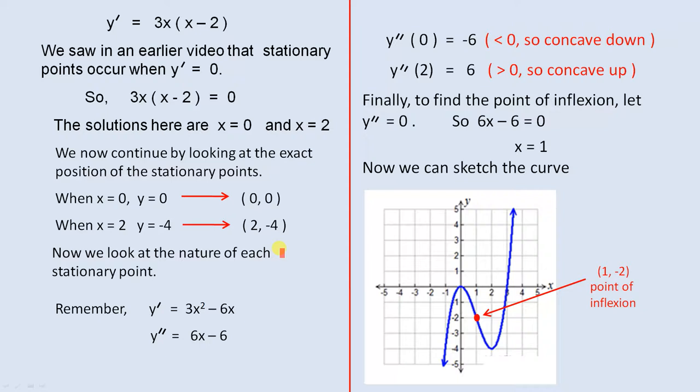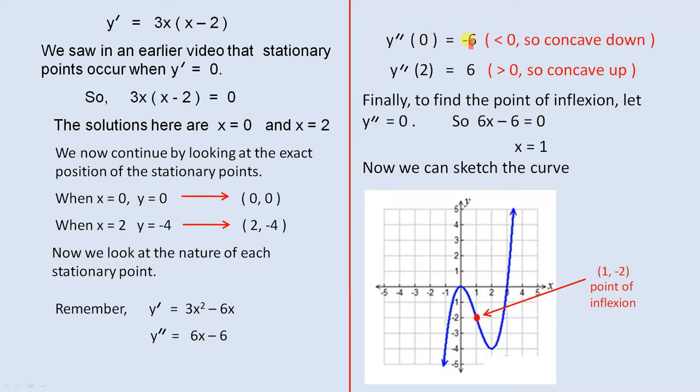Now we look at the nature of each stationary point. That means what is actually happening at each of these stationary points. Now remember, that's the first derivative. And here is the second derivative, 6x minus 6. Now, into the second derivative, we substitute the x value of the first stationary point. And that gives us minus 6.